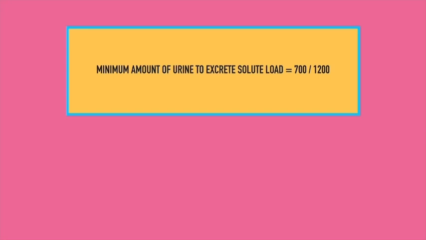We already studied that the concentration is equal to solute load divided by volume. So the minimum amount of urine to excrete this solute load is actually equal to 700 divided by 1200, where 1200 is actually the maximal urinary concentration possible and 700 is actually the solute load. So the minimum amount of urine to excrete the solute load is actually equal to 583 ml. So it is the minimum urine volume to excrete this solute load.